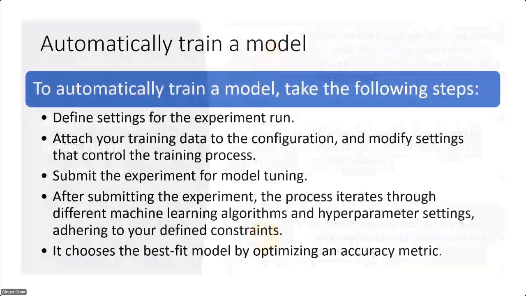So to automatically train a model, what you want to do is define your settings, attach your training data, modify the settings that control the process, and then submit it for model tuning. After you submit it, it iterates through the machine learning algorithms and hyperparameter settings, looking at your constraints for how long you want it to run. And then it chooses the best fit model by looking at the measures of what makes a good model and running through those.